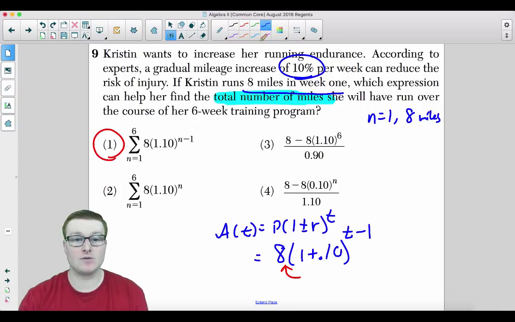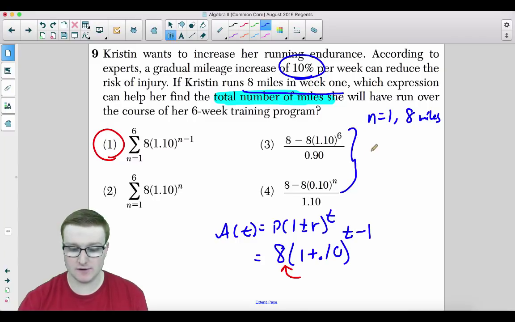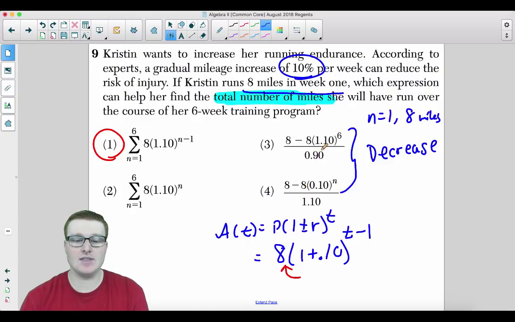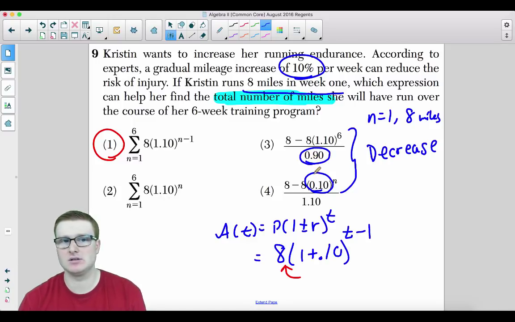That's a summation. If we're looking at these answers, choices 3 and 4 actually show a decrease. If you were to input these numbers, that shows a decrease. And the reason why it's a decrease is, look at this. This number in here shows a decrease, and this number shows a decrease. So that's wrong. And this one over in choice 2, they're failing to subtract a 1 because they're not taking into account the initial value. So that's why it's going to be choice 1.